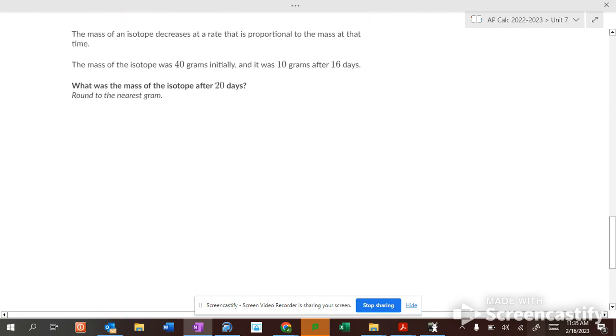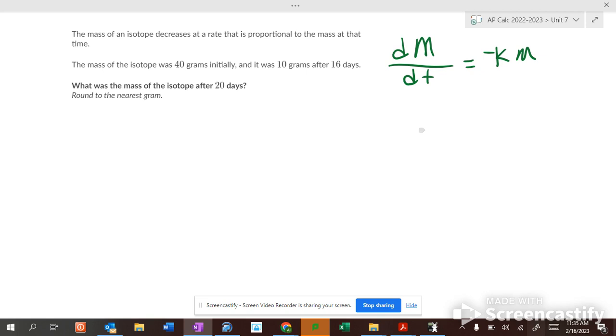The mass of an isotope decreases at a rate proportional to the mass at that time. So dm/dt equals proportional to the mass at that time, km. It decreases, so negative. I wonder if I need the negative there. I think that's going to screw us up, because if I do the math, the k should wind up negative, and if you just plug it in for k, then that works out. I think we need the negative.